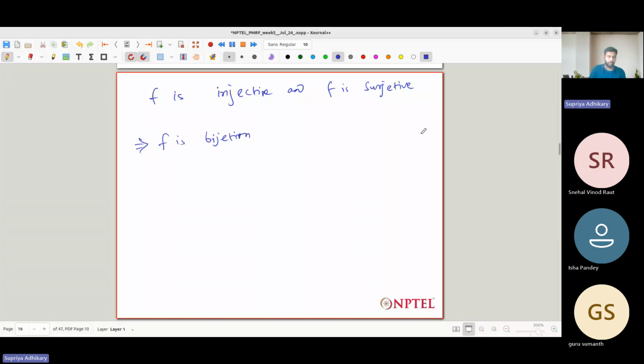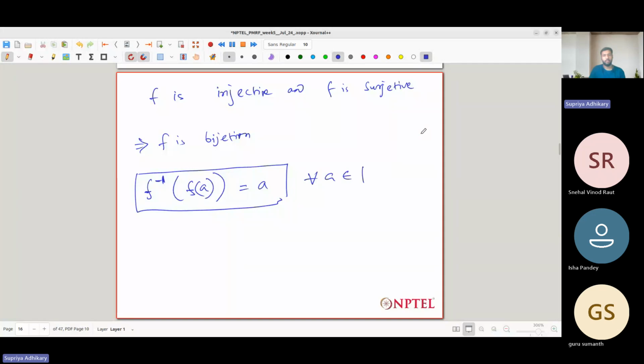Now what do we mean by the inverse of a function? Inverse of a function means that if we take any A from the set X, and let's say that F inverse denotes the inverse of the function, then F inverse of F of A should be A for all A in the domain set of F. That is, F inverse of F of A is equal to A. And the question is, can we say that if F is injective and surjective, then there exists an inverse?